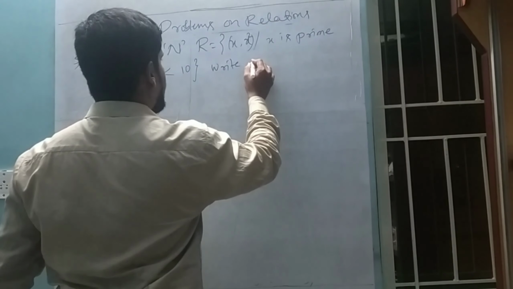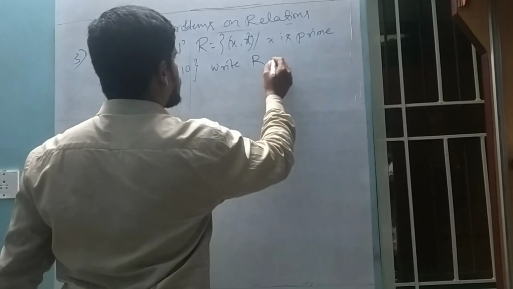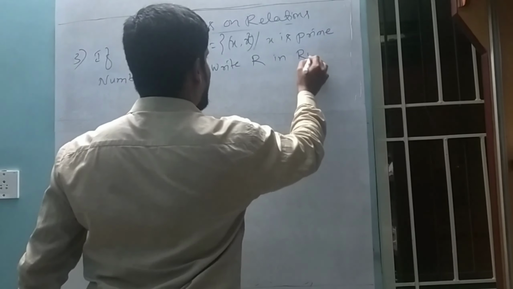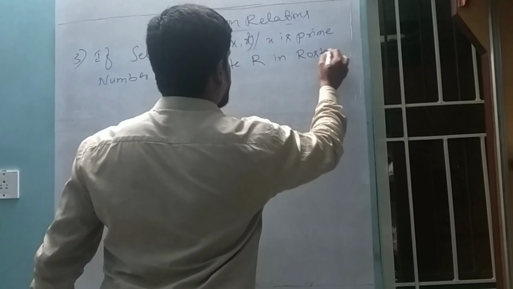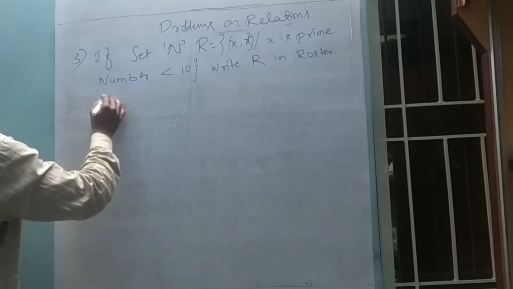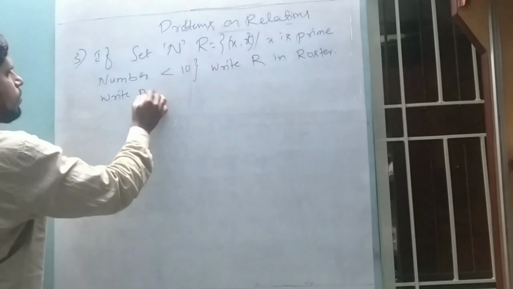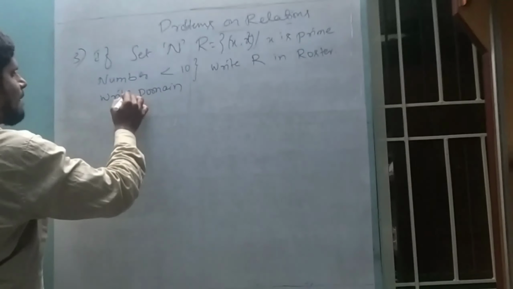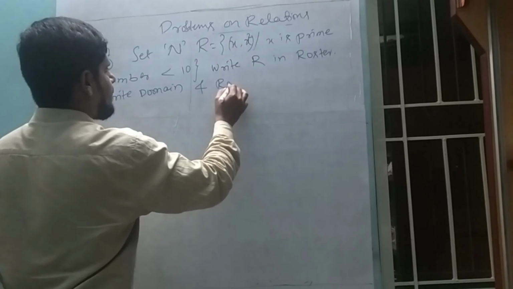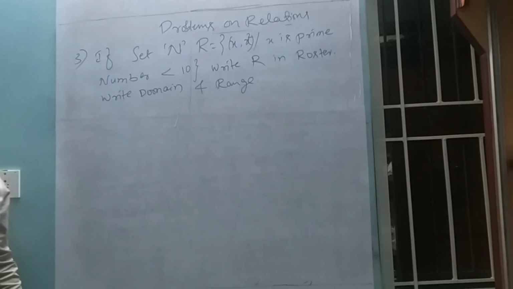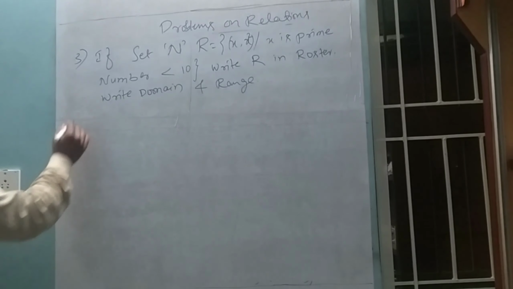Write the relation R in roster form. Write the domain and range. Domain and range. Okay.